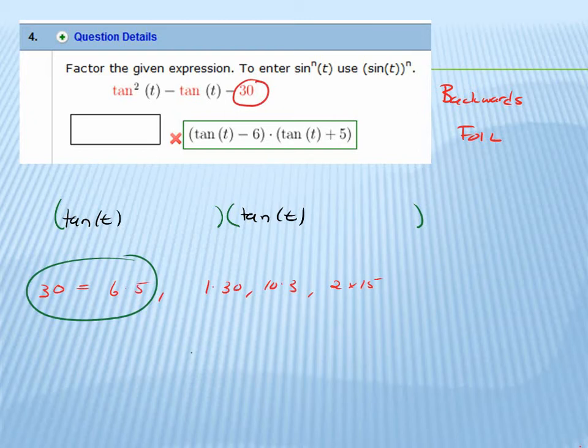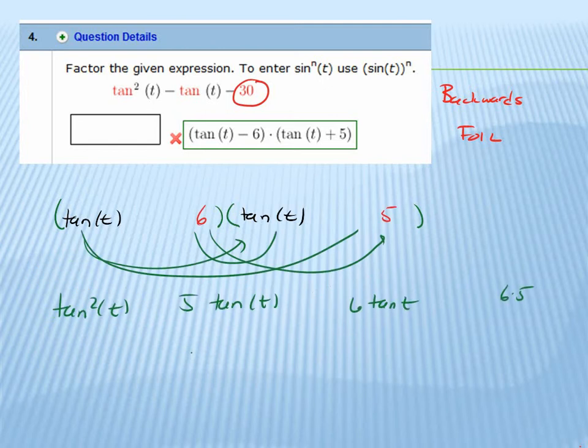Then you take that last number, which is 30, and you look at ways to factor out 30. 30 could be 6 times 5, 1 times 30, 10 times 3, 2 times 15. So you break down all the factors, and I'm just going to pull that 6 times 5. And you guess and test. It's basically a guess and test. So you go foil it.